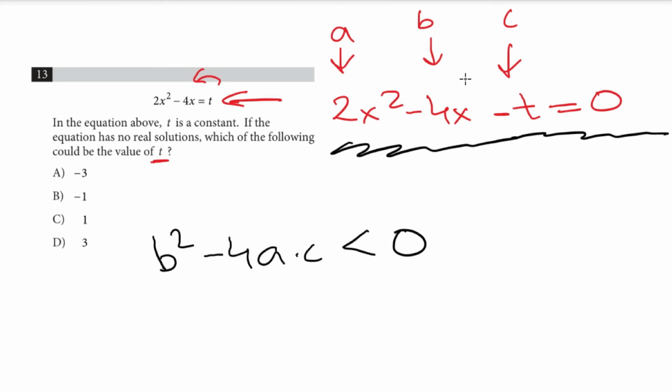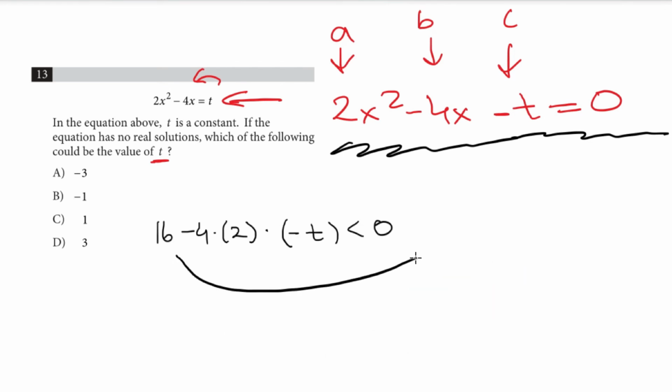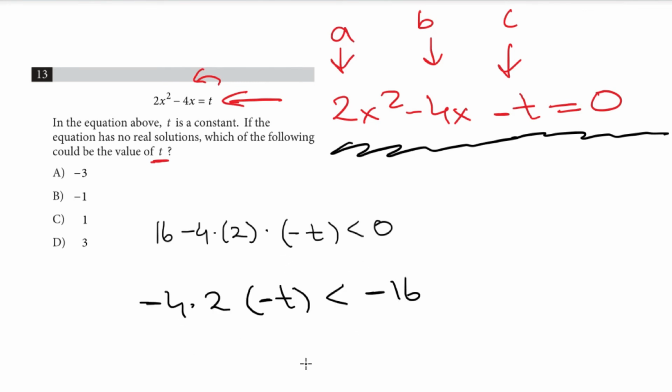Alright, now let's plug everything we know here in this inequality. So negative 4 squared, that is b squared, that gives us 16, minus 4 multiplied by a, which is 2, multiplied by c, which is negative t, is less than 0. Now, in order to find some possible value of t, we can just move everything to the right side. So first of all, move 16 to the right side, positive becomes a negative. Alright, so this is what we get. We moved negative 16 to the right side.